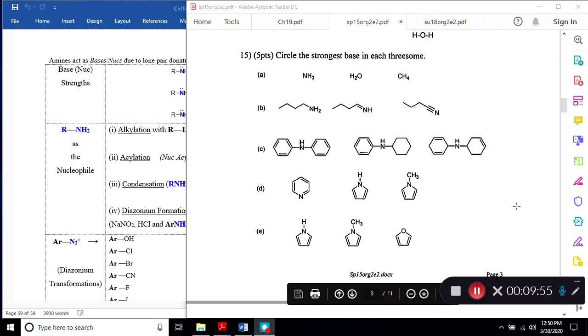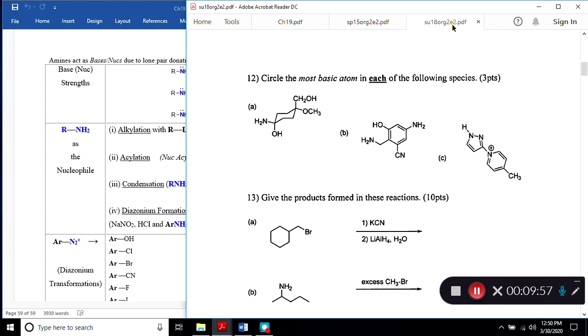So we can do the same type of thing. Look at a different exam. Different exam, same concept, different form of questions. Now circle the most basic atom. So amine, alcohol, alcohol, ether. If we're looking for most basic, nitrogen has a lone pair, the oxygens have a lone pair, nitrogen is more basic than oxygen. This nitrogen is most basic.